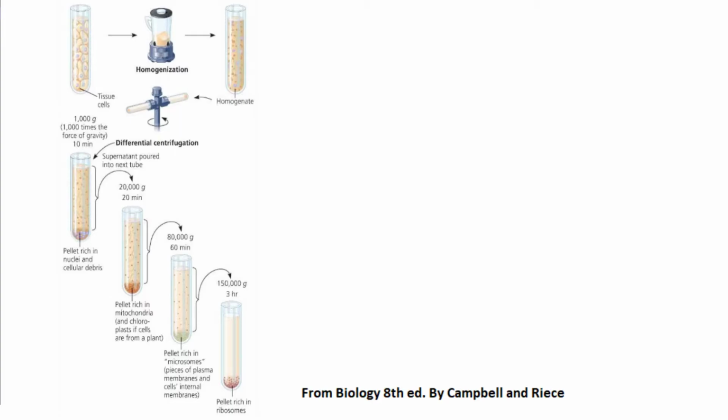So the first one is going to be the DNA material, like the nucleus. The second one is going to be the mitochondria, like the mitochondria and chloroplast, the energy production. Then you have the microsome, which are pieces of plasma membranes and internal membranes. And last, you're going to have the ribosome, those that produce proteins.